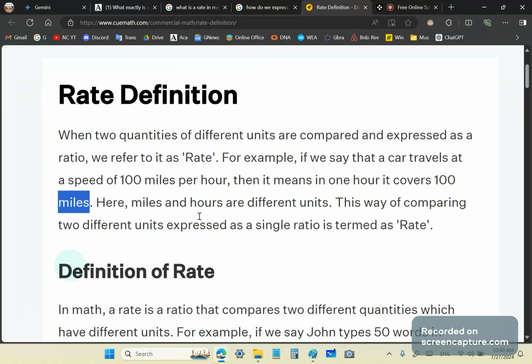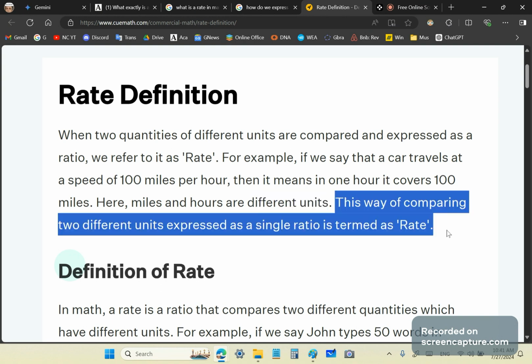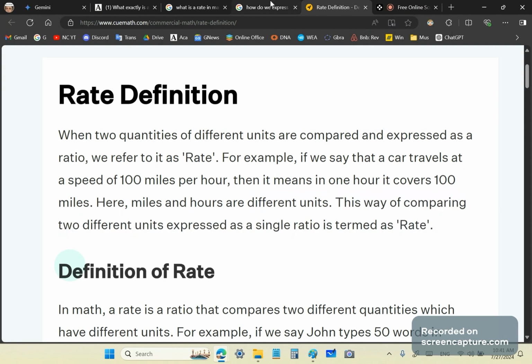So, this article here, this website tries to make the case that they need to be different units. Well, the most important thing is that one of them is a time unit, not different units. But there again, as I've just mentioned, a number comes from a rate. Okay, a rate is really just a proportion. That's all a rate is. Okay, so a rate is a proportion. And it says this way of comparing two different units is termed a rate. That's absolute poppycock. It's nonsense.